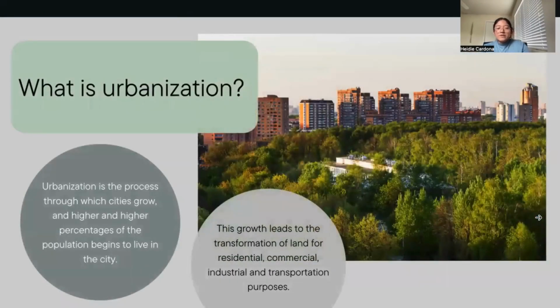So what is urbanization? Urbanization is a process through which cities grow and higher percentages of the population begin to live in the city. This growth leads to the transformation of land for residential, commercial, industrial, and transportation purposes.